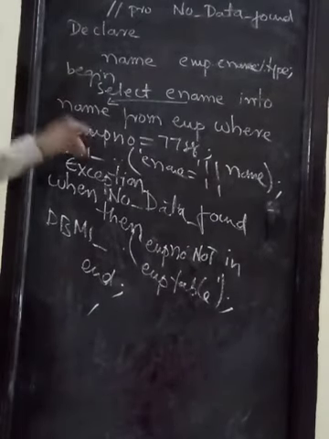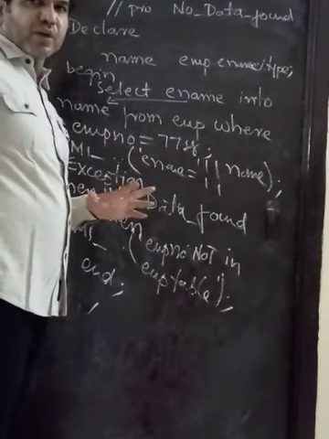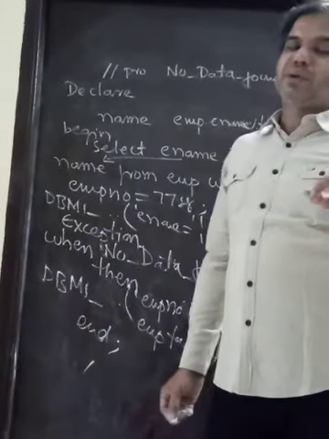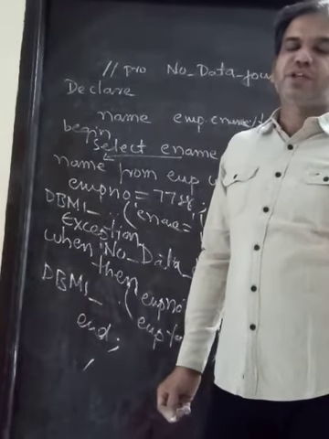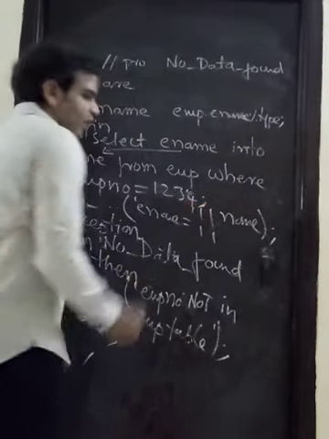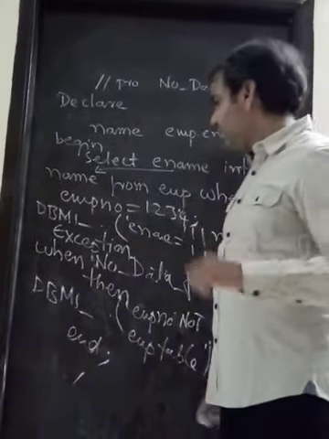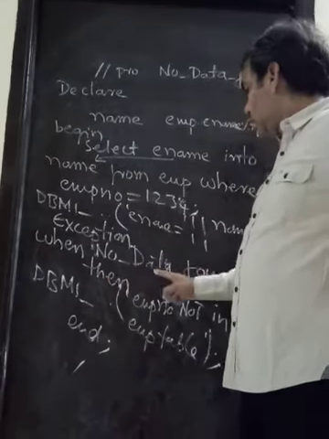Okay. So if the employee number is 7788, that name will display. At this time the exception will not rise because 7788 employee number is in the employee table. So it will display only one row. Suppose here in employee number I am specifying 1234. We know that 1234 employee number is not in the employee table. At this time this exception will be raised. What is the exception? WHEN NO_DATA_FOUND.